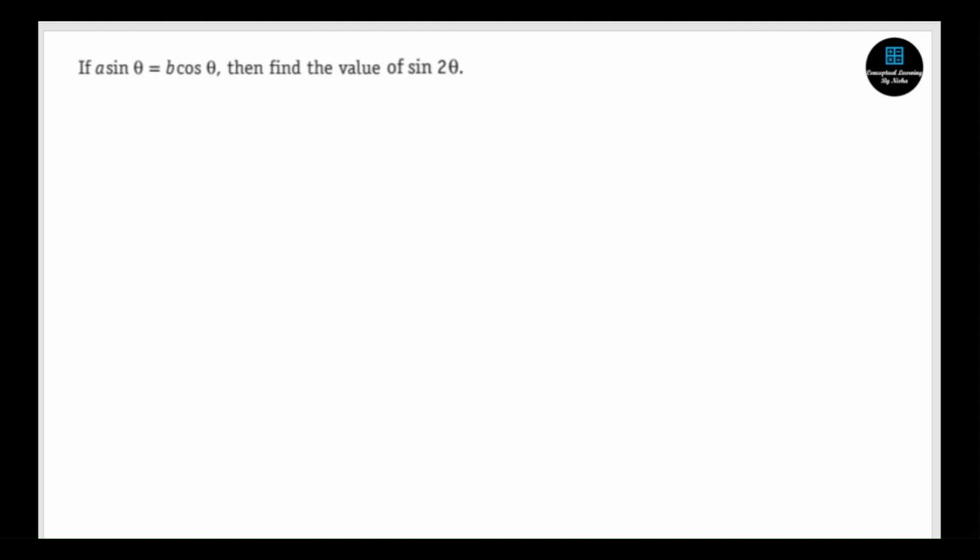Now we have a sin theta equals b cos theta. So what I'll do, I'll write this as sin 2 theta. First of all, I can say that sin 2 theta equals, in terms of tan, 2 tan theta upon 1 plus tan square theta. So basically if I find the value of tan theta, I can solve this.